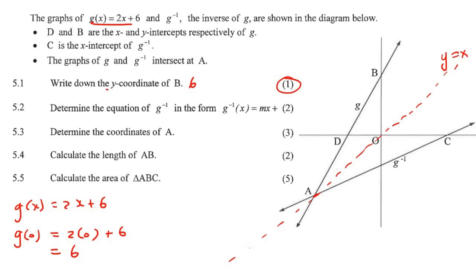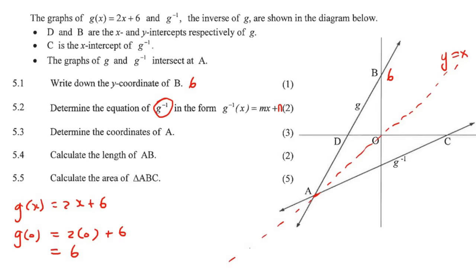Then it says, determine the equation of g minus 1 in the form of, okay, I've left something out here. Hold on, my bad, guys. This is meant to have a little plus n over there. So they're just saying find the equation of g inverse. How do we find inverses of equations? Well, we've got lots of videos that we've done on this together. So let's have a look.